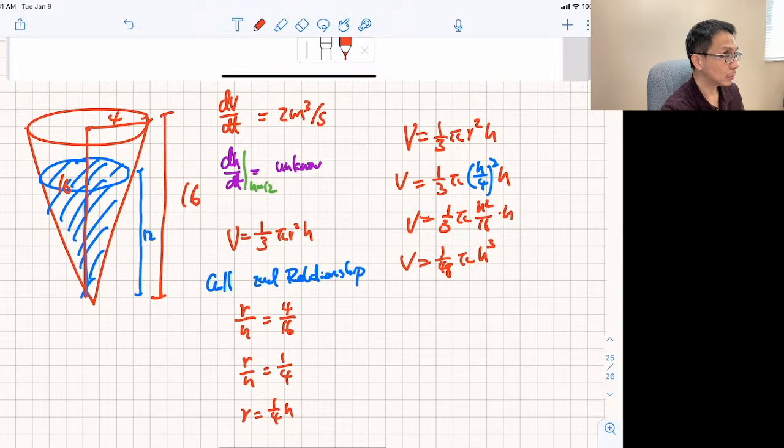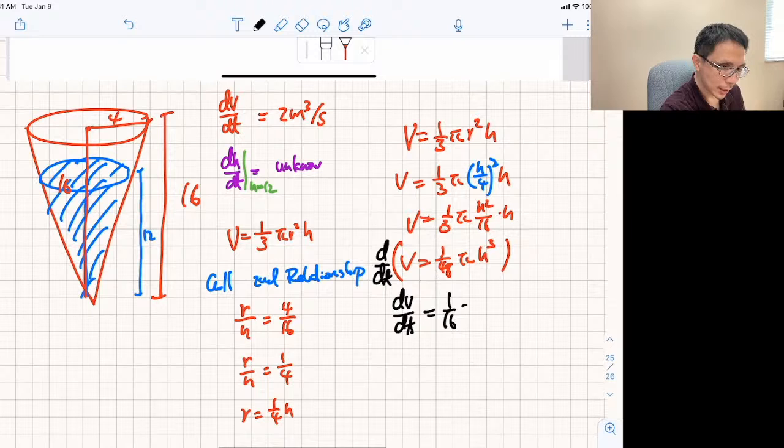Now, I'm in the game. Why? Because I have dh/dt is unknown, dV/dt is given. All I do is take a derivative with respect to time, and voila, you are there. So d/dt here, I'm going to get dV/dt is equal to 1 over 16, because I dropped the 3 down. 3 over 48 is 1 over 16. And this is pi h squared dh/dt.